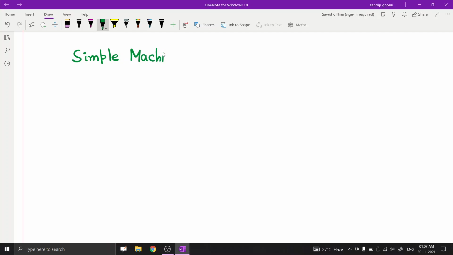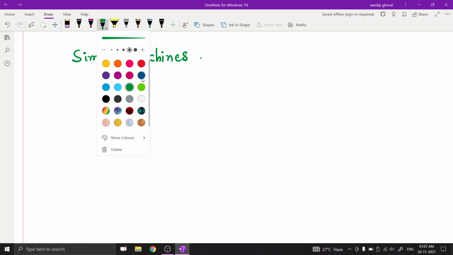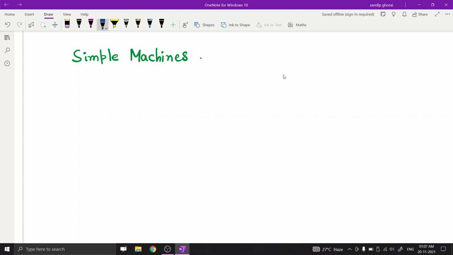Before knowing the definition of simple machines, at first we have to know what work done and energy are, and also some other physical quantities, that is mechanical advantage, efficiency, and etc. So the first question is, what is work done?